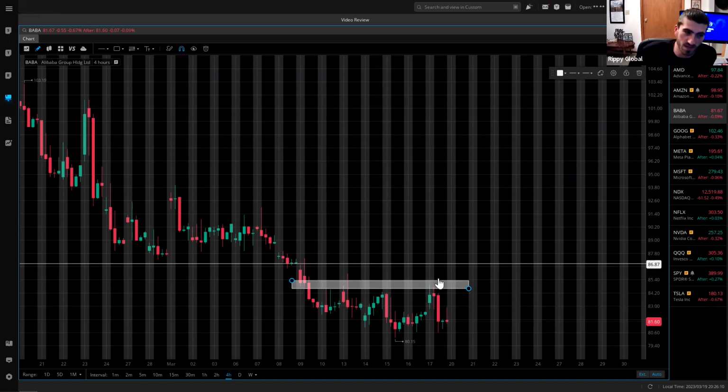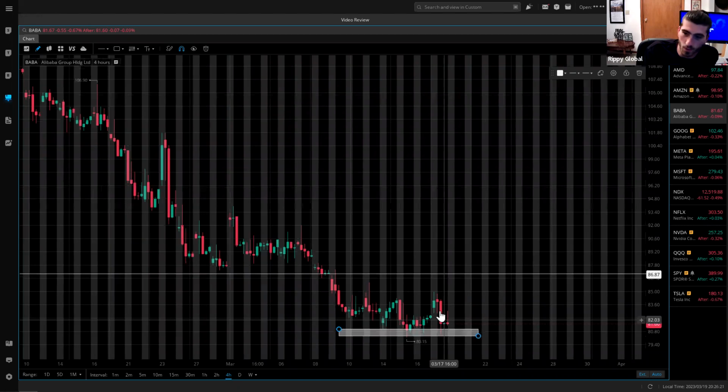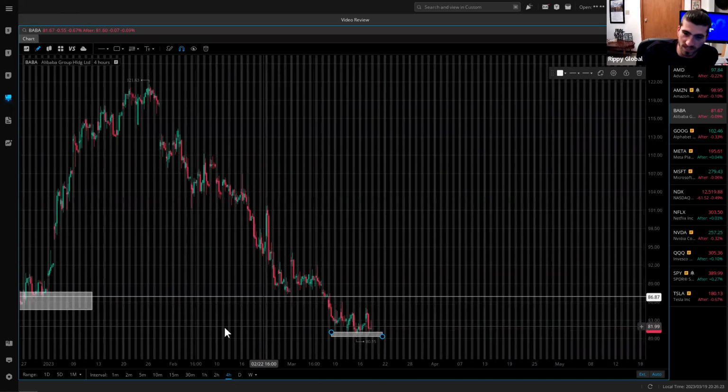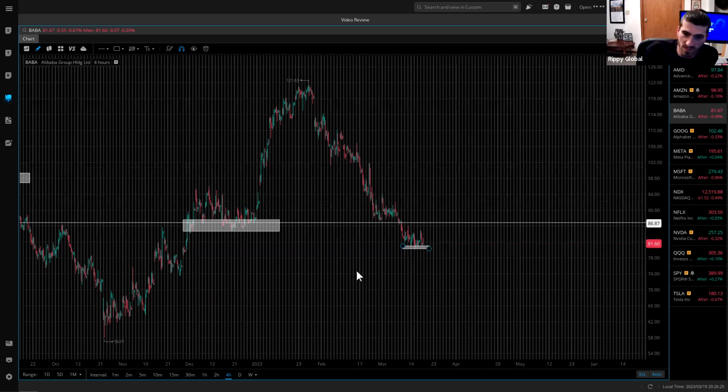Okay, resistance and supply are the same, and the demand and support are the same. Demand's where people want it, supply's where people want to get rid of it. So basically, if you want to wait for calls on Baba, you can play the bottom. But the only issue with that is, and this is a really good example to show this, where is the bottom at this point? Where's the buying going to come in if this keeps downtrending? That's the hardest part for me.